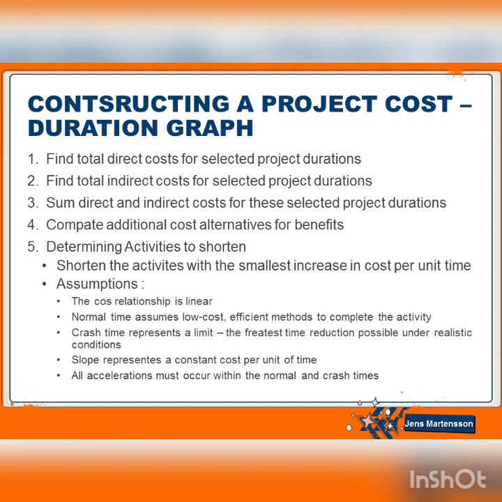After that, we determine activities to shorten: the activities with the smallest increase in cost per unit of time, with these assumptions. First, the cost relationship is linear. Second, normal time assumes low-cost, efficient methods to complete the activity. Third, crash time represents a limit, or the greatest time reduction possible under realistic conditions. Fourth, slope represents a constant cost per unit of time. And fifth, all acceleration must occur within the normal and crash time.